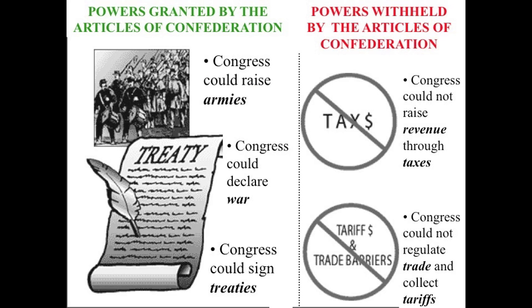Breaking it down even further, let's take a look at what the Congress could do and could not do under the Articles of Confederation. So Congress could raise armies, they could declare war, and they could sign treaties with foreign nations. They couldn't, however, raise money through taxes, and they couldn't regulate trade and collect taxes. So they had no money coming into government.